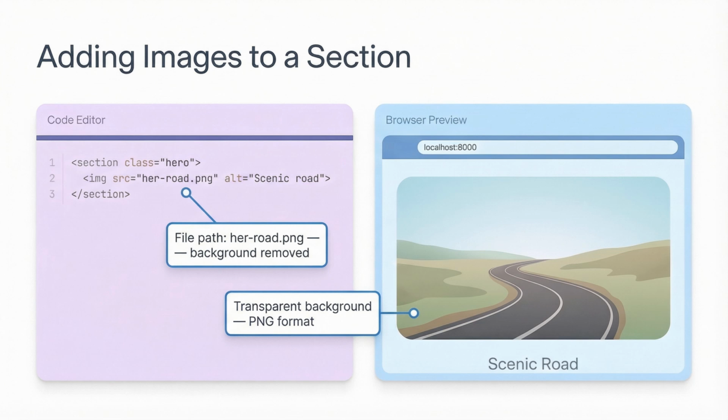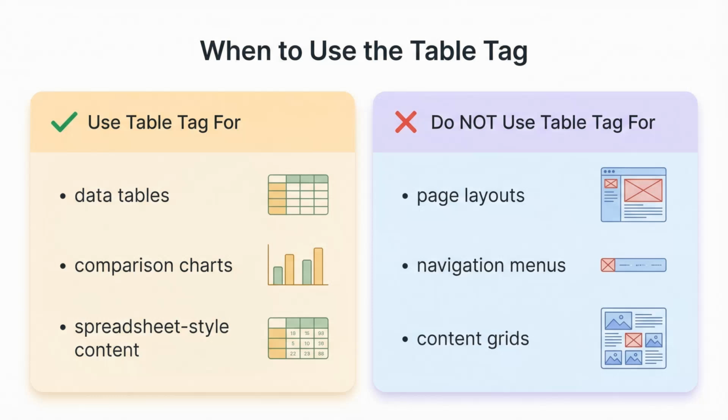Each section can have its own unique visual. There is an important question that comes up often. Can you use the table tag instead of grid or flexbox for laying out content? The short answer is no, not for layout. The table tag exists specifically for displaying structured data. Think rows and columns of information, like a comparison chart or a data report.